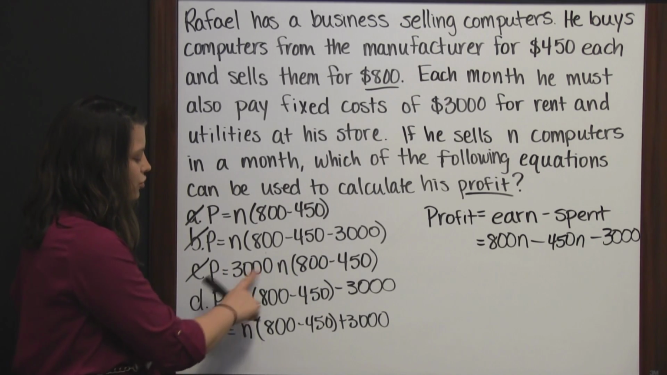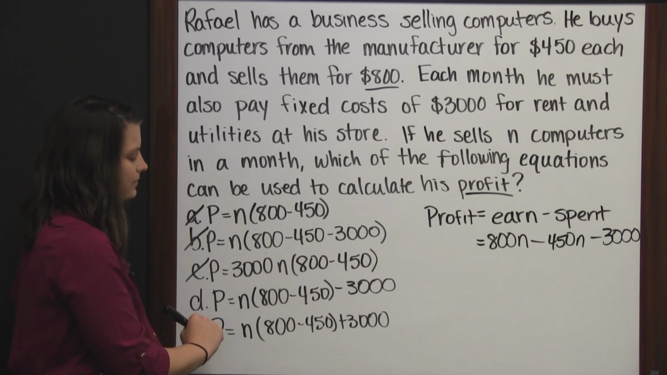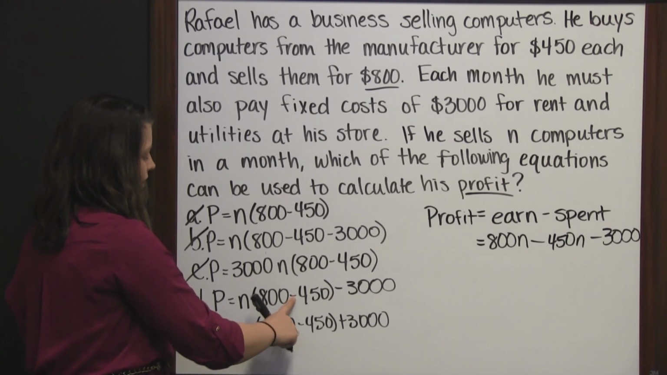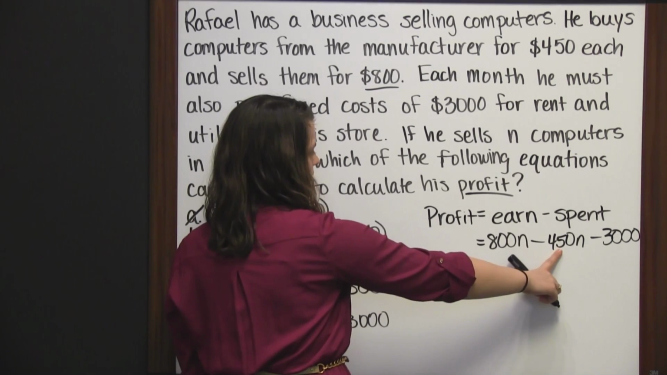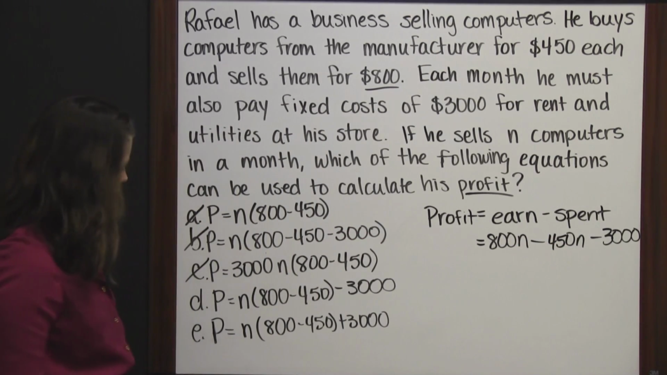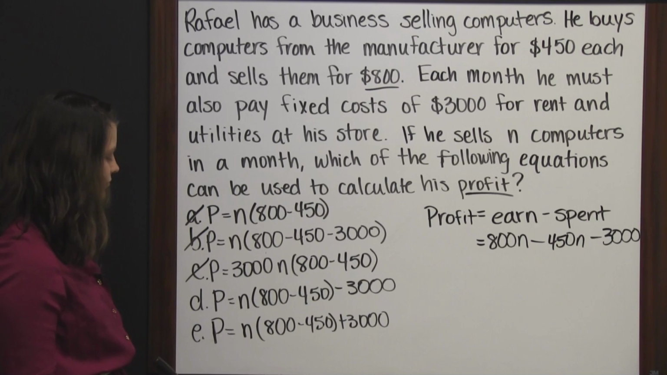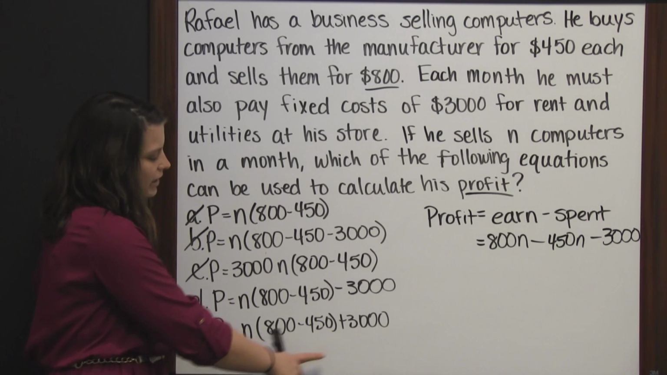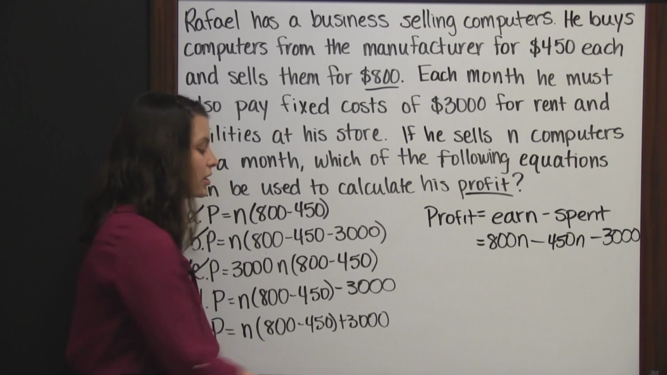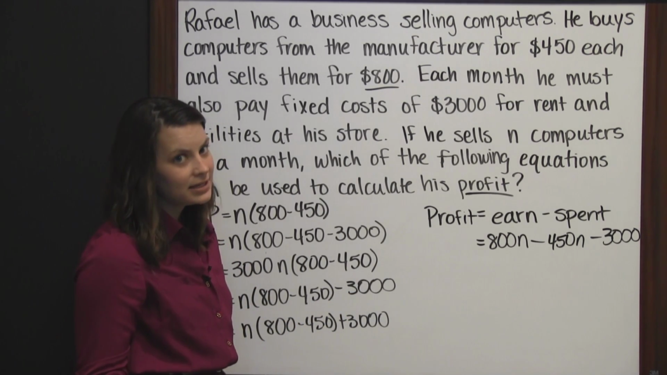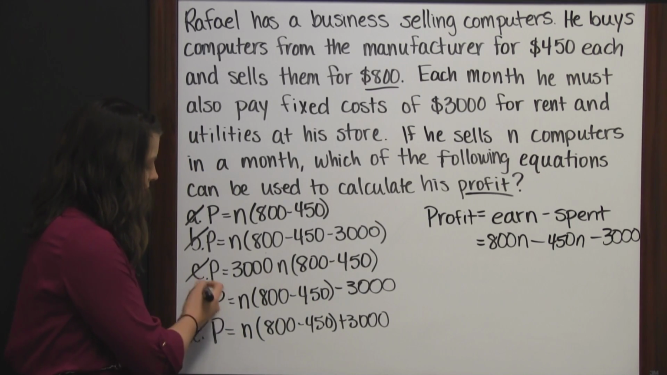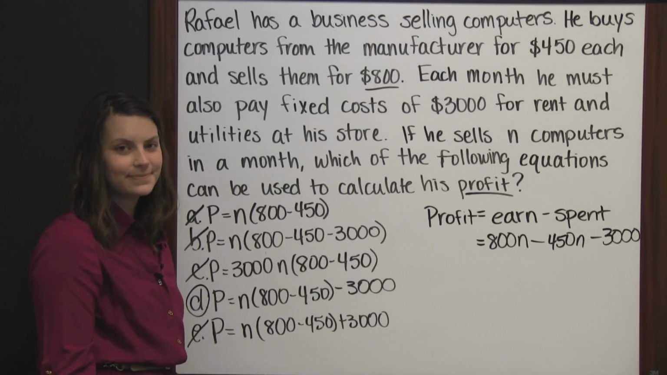In D, when we distribute the n in, the number of computers, n times 800, 800 n, minus n times 450, so minus 450 n, and then minus 3,000. So D's looking pretty good. The problem with E is, instead of subtracting the 3,000 he spends on rent and utilities, they're adding it back in, like that's more money he's making. But he's not making that money, he's losing that money. So D would be the correct answer choice.